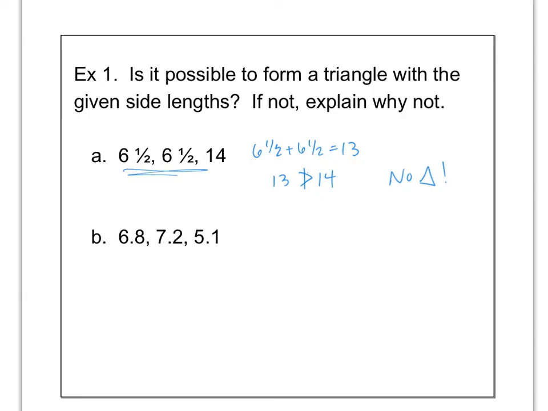If I look at part B, remember you want to add your two smallest sides. My two smallest sides are 6.8 and 5.1. 6.8 plus 5.1, that's 11.9. Is 11.9 greater than the third side? Yes, 11.9 is greater than 7.2. So yes, we can make a triangle.